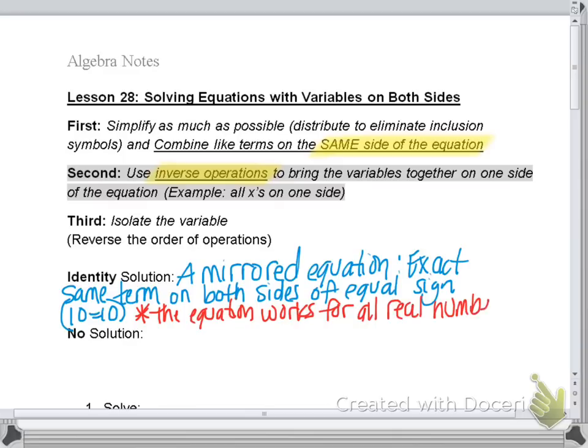All real numbers is a phrase we're going to use quite often. There's actually a symbol for all real numbers, which is an R with a double line going down. So that's the symbol for all real numbers. So let's look at an example.